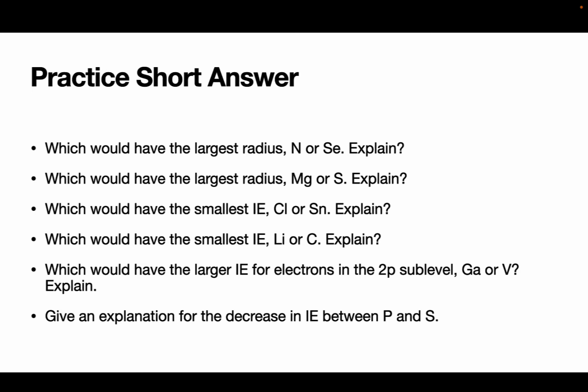It's smaller, it has more protons. It's going to have a greater attraction for the electrons than what the lithium is. In the next question, which would have the larger ionization energy for electrons in the 2p sublevel, gallium or vanadium?